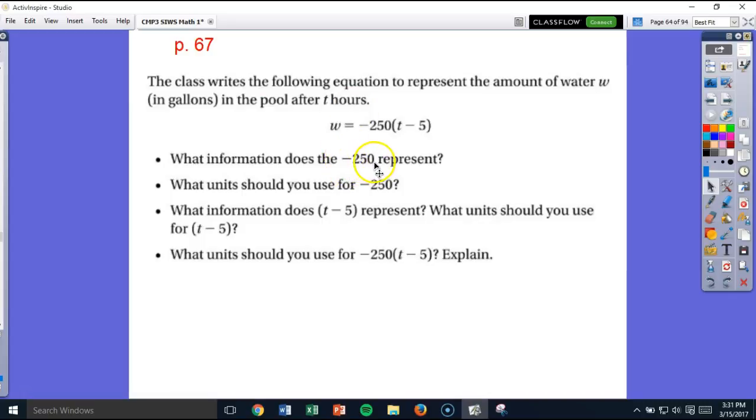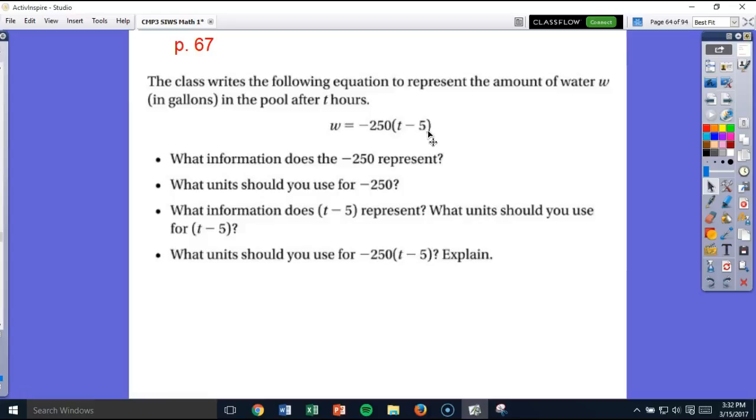What does the negative 250 represent? What units should you use for the negative 250? What information does a T minus 5 represent? And what units should we use for that? And for the whole thing, what unit should we use for negative 250 times T minus 5? So as with all equations or expressions that you're given, you should look at each and every part and try to determine what it represents and what units you want to use.